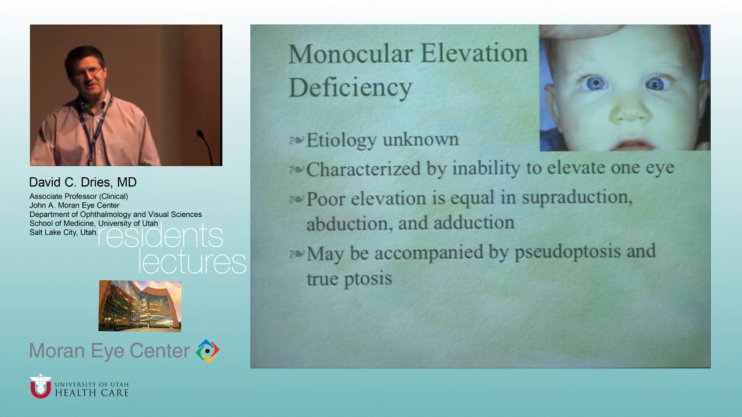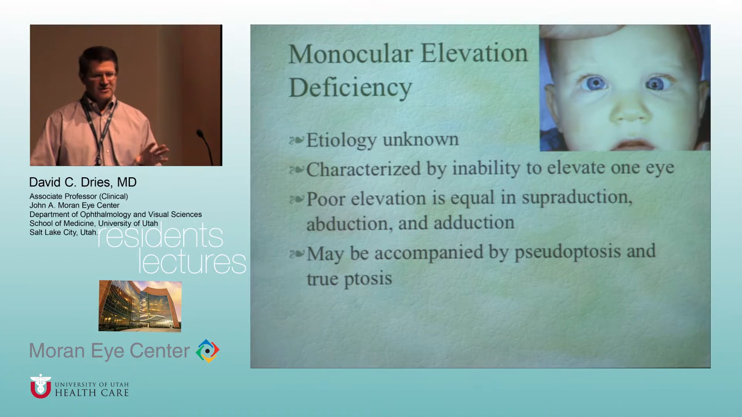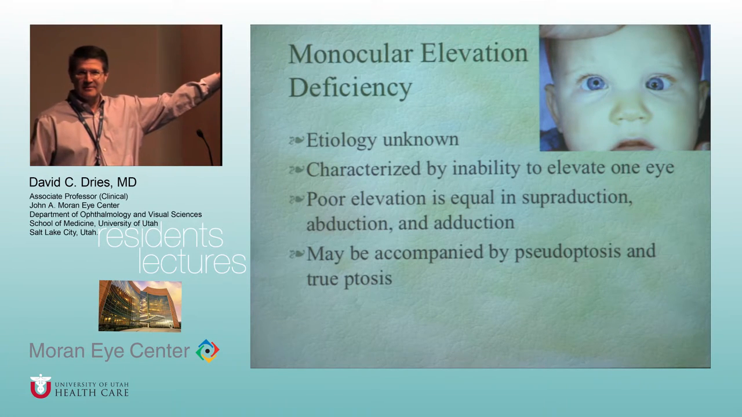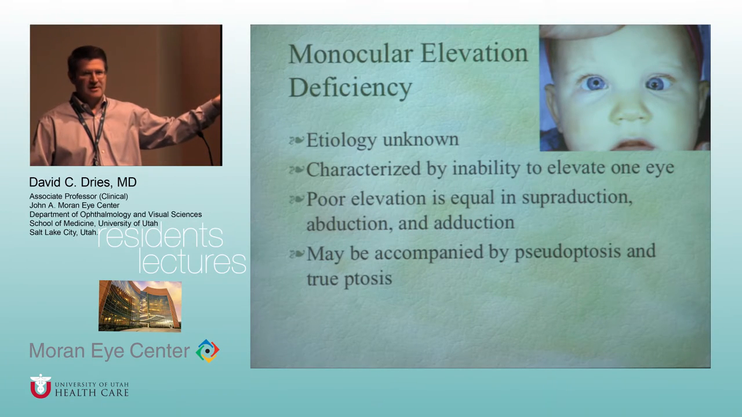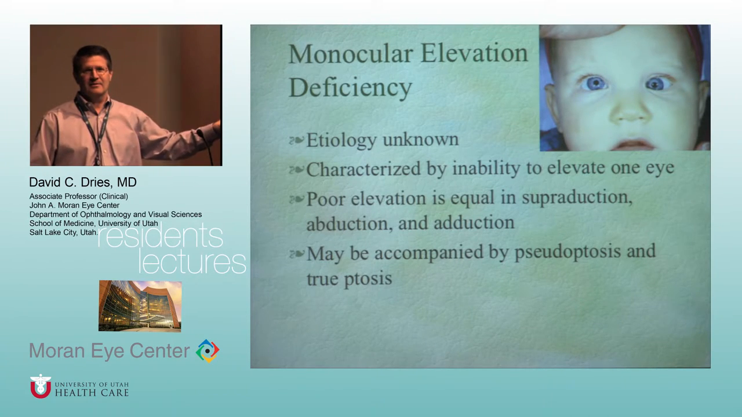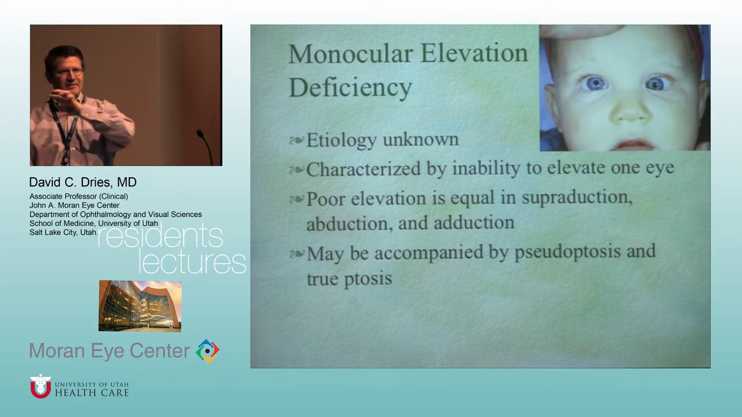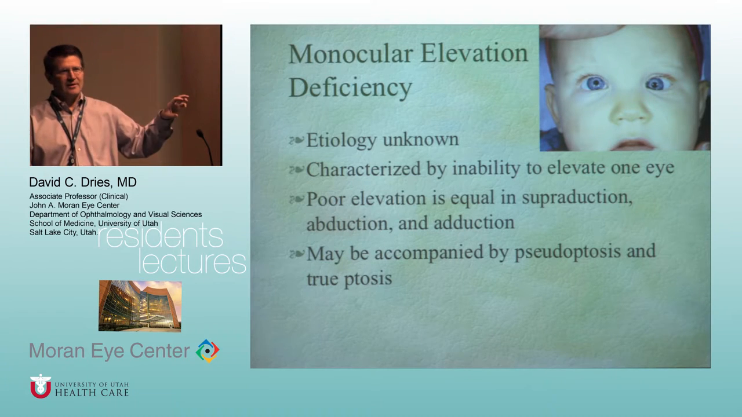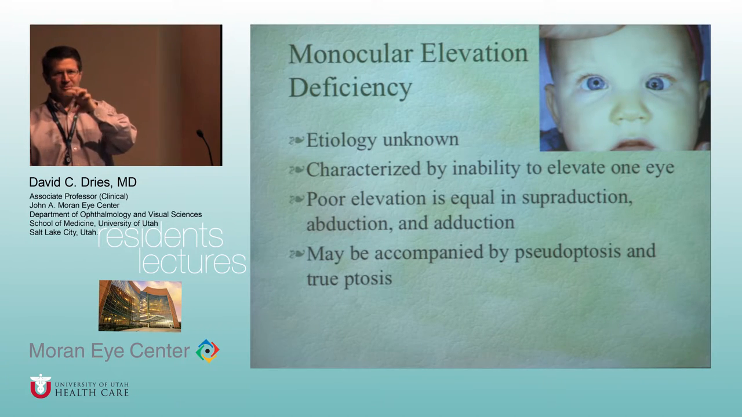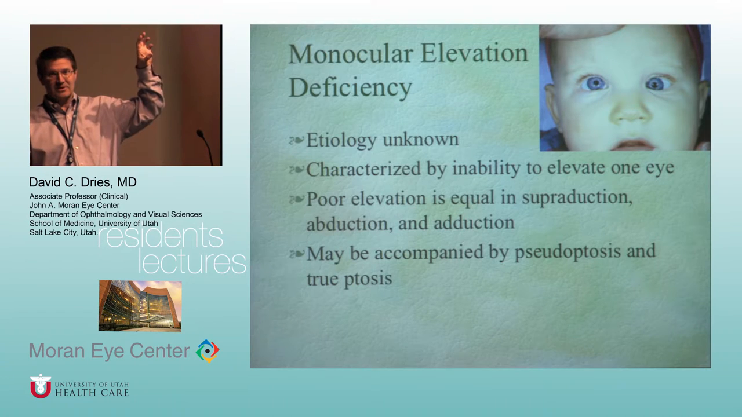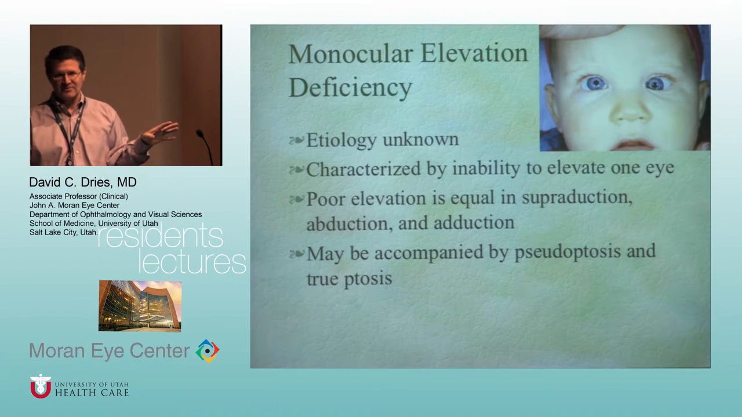And what's fascinating is all the entities have a known pathophysiology except this one. We don't understand the underlying cause of an inability to elevate the eye in midline, in adduction, and in abduction. Okay, so what we like to say is across the board, that eye can't go up. All the way across, it can't go up. With Brown syndrome, right, they can't go up looking towards the nose, but they can in abduction, to distinguish it from Brown syndrome. Okay.